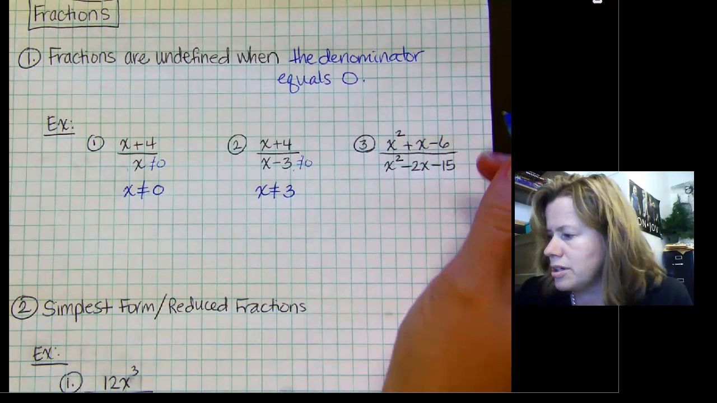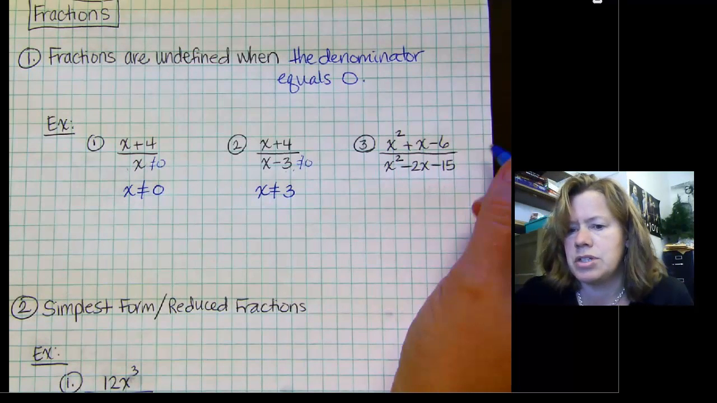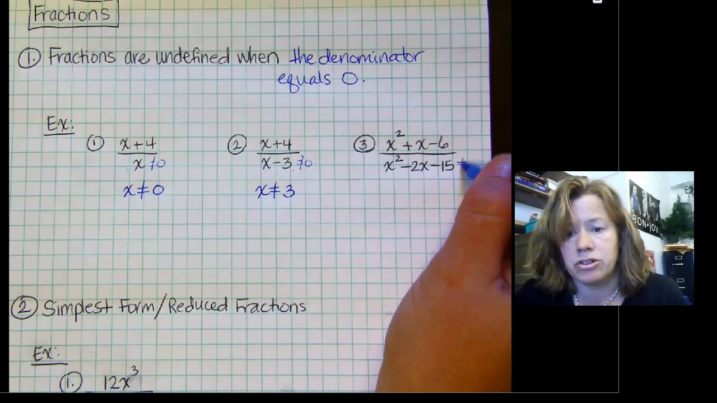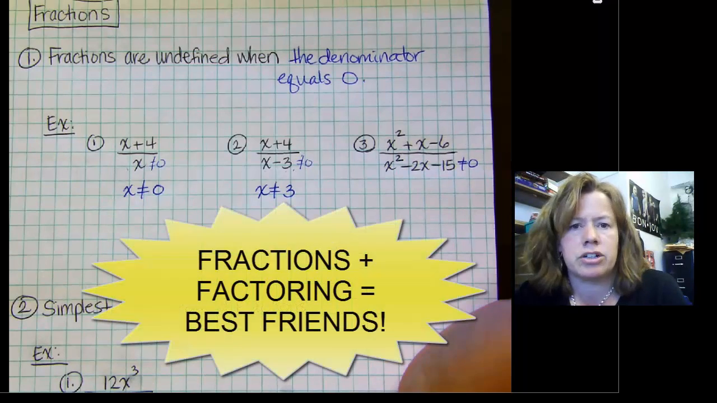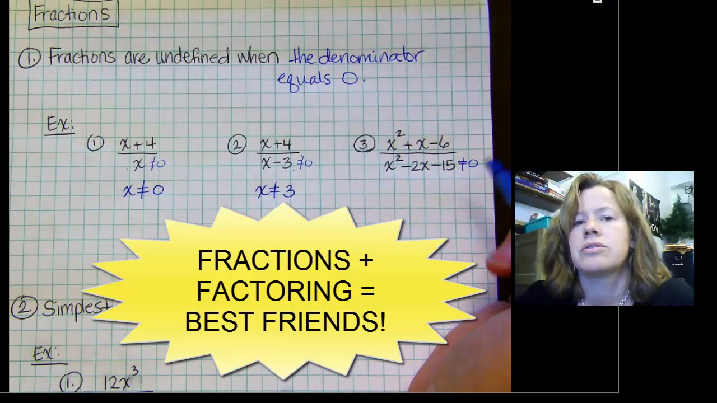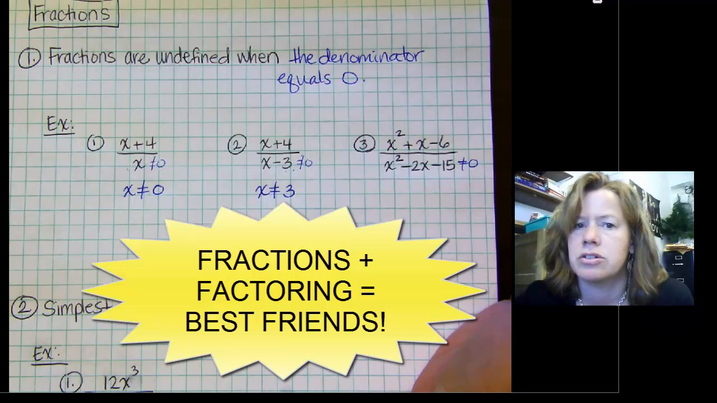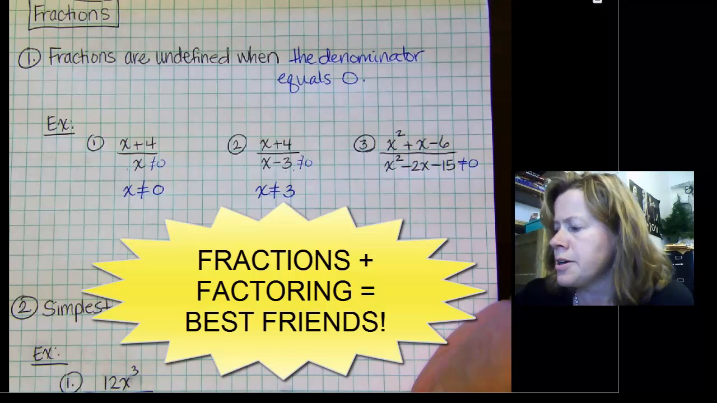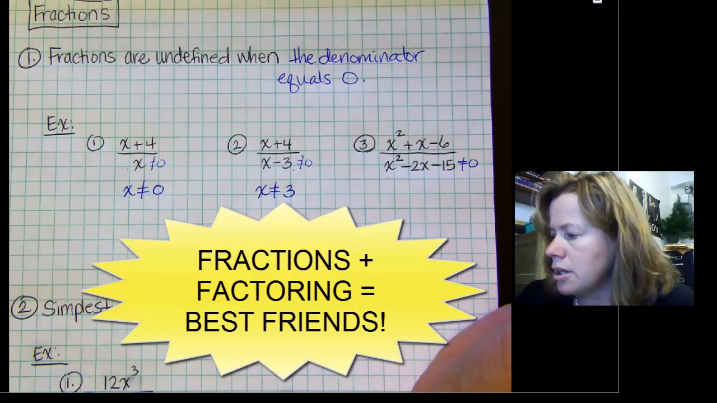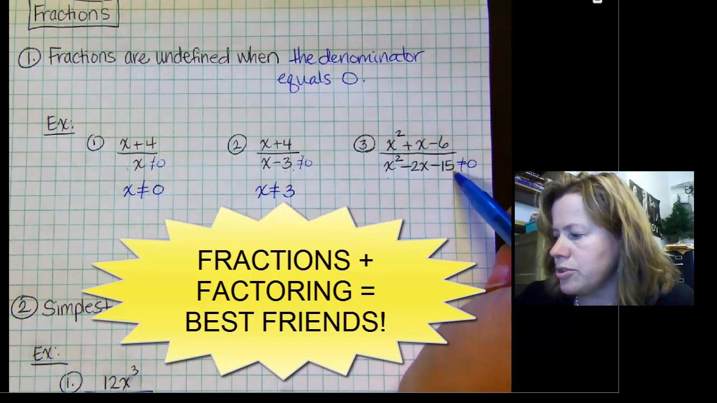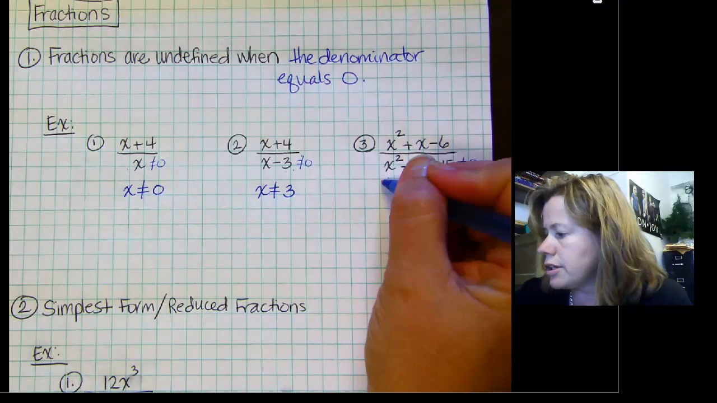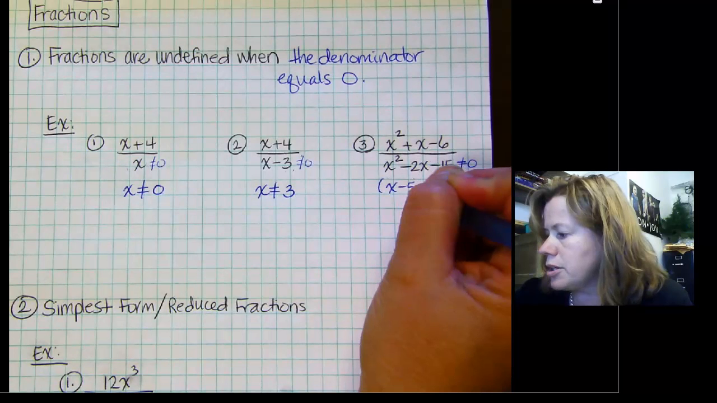So for this third one, I see x squared minus 2x minus 15. Seems tougher, but we have under our belts factoring. And factoring and fractions are best friends. They go hand in hand. So you have to be a really good factorer to be successful with fractions. Make sure you keep practicing factoring. So this is a trinomial. I'm going to think about product sum. I need two numbers that multiply to negative 15 and add to negative 2. And they are negative 5 and positive 3.